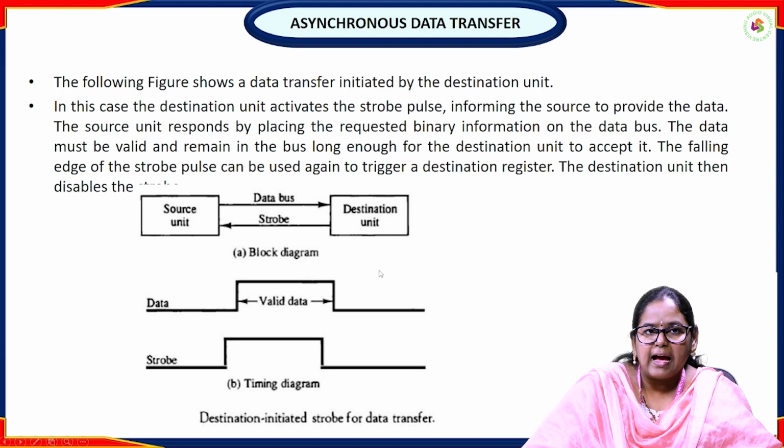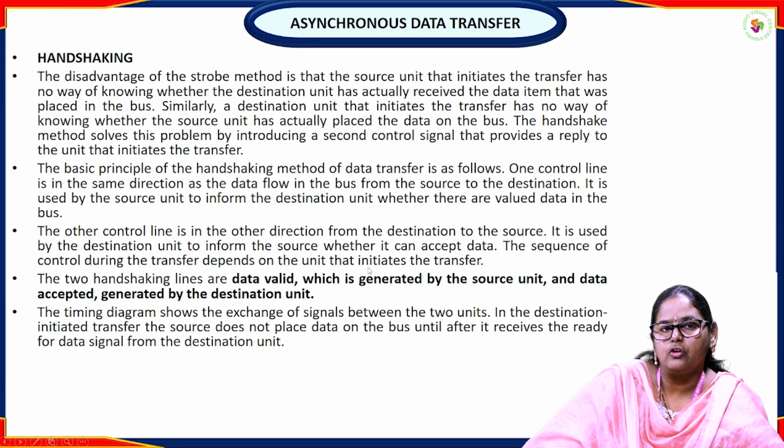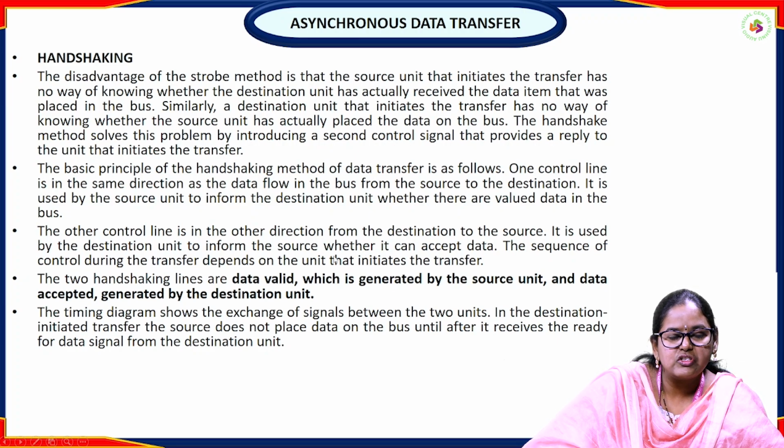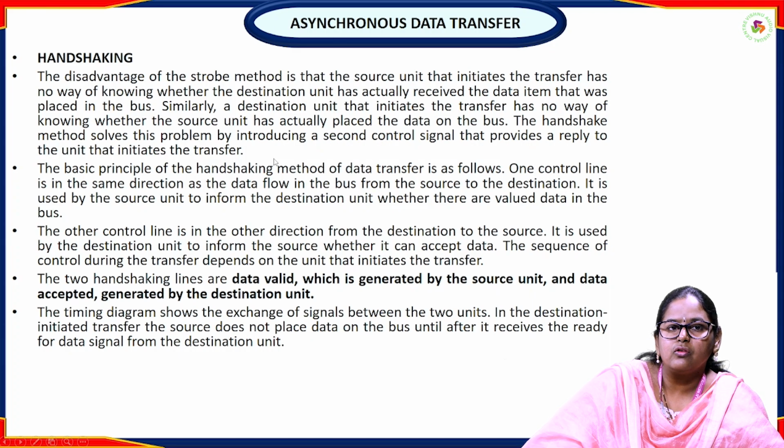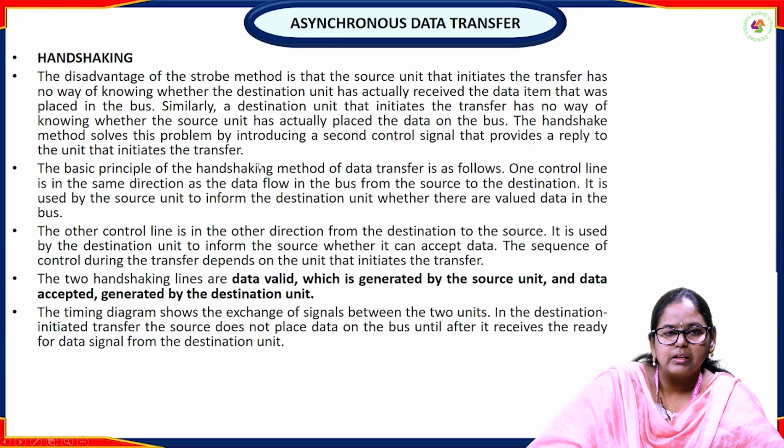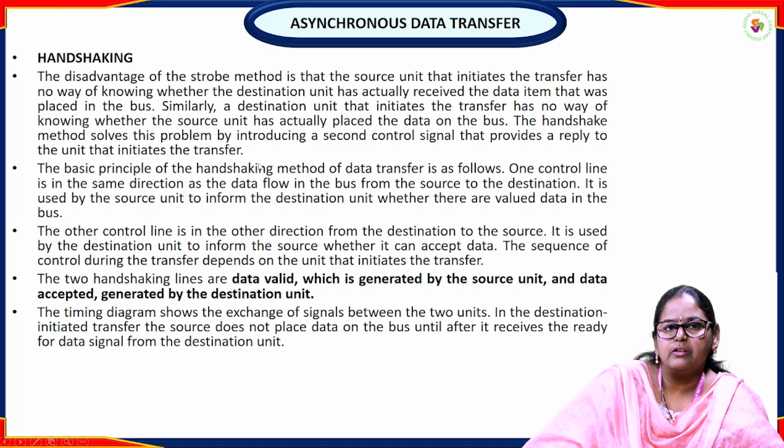And let us go with the handshaking. In handshaking also we have source initiated handshaking and destination initiated handshaking. As we already know, in the strobe method, we don't receive any acknowledgement from the destination. But in handshaking, we receive the acknowledgement from the destination unit. And here we have something called the data valid line, which is generated by the source unit, and the data accepted line, which is generated by the destination unit there.